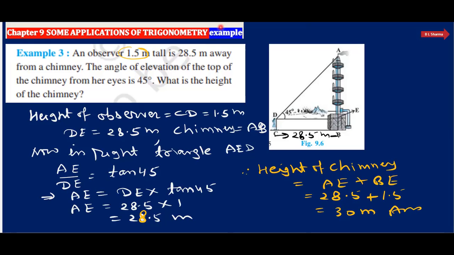You will see from here to here, this is 28.5 and from here to here that is 1.5. When we add both, that will be 30 meter. So height of the chimney is 30 meter. So thank you.